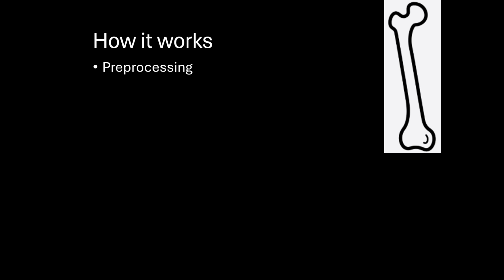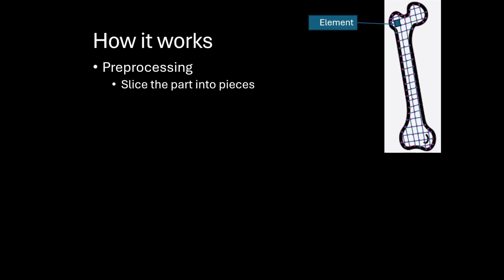First, we're going to do our pre-processing. In pre-processing, we're going to slice the part into pieces. So here on the right, you can see my femur, and it is all broken up into elements, which are the area, or in 3D, the volume components, and it is broken up into nodes, which is where those intersect.